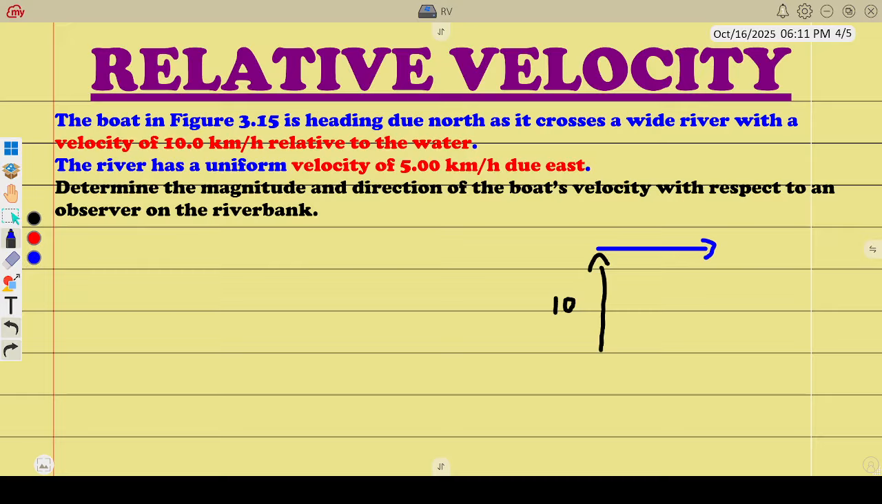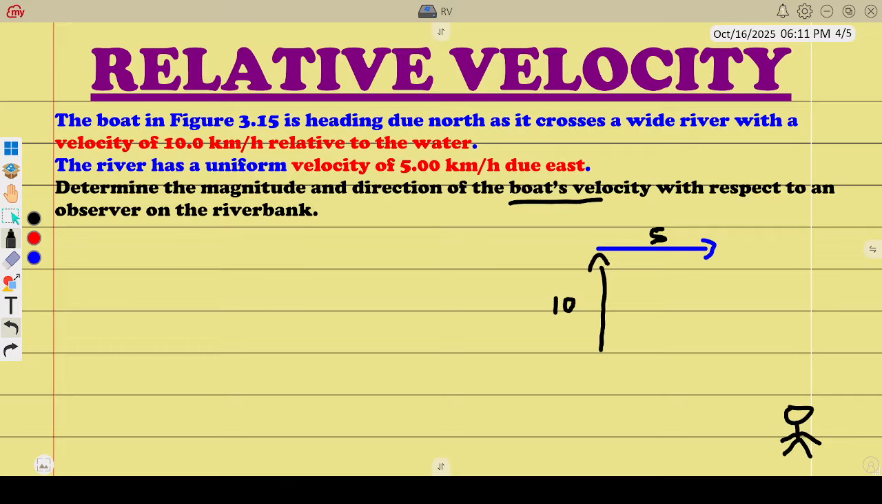So due east is the velocity of the river, meaning this is the velocity of the water. So it is 5 kilometers per hour. Okay. So they want us to determine the magnitude and direction of the boat's velocity with respect to an observer who is on the river bank, meaning someone is just on the ground.